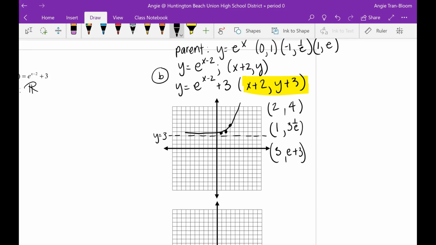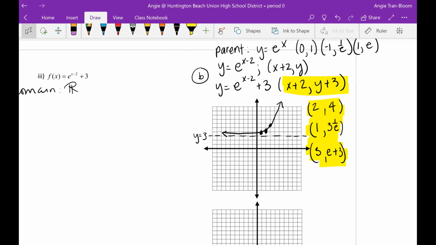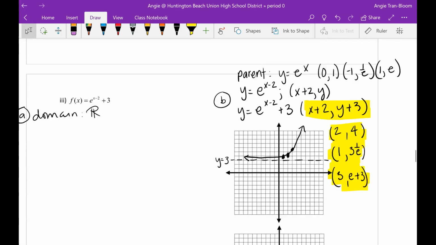So this is your f of x. Now, you have to be clear on the points. I want you to write the points down. These are the points here for full credit, because later I will need to use those points to find the inverse. So A and B are done. What was C? I forgot.